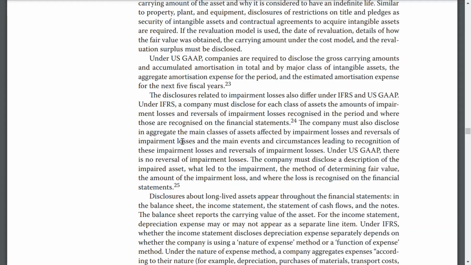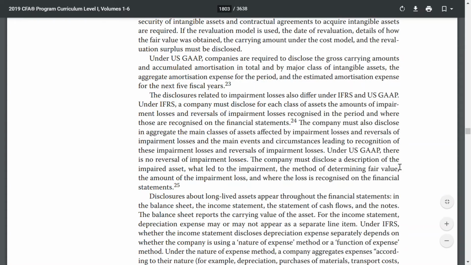Under US GAAP, there is no reversal of impairment losses. The company must disclose a description of the impaired assets, what led to the impairment, the method of determining the fair value, the amount of impairment losses, and where the loss is recognized on the financial statements.